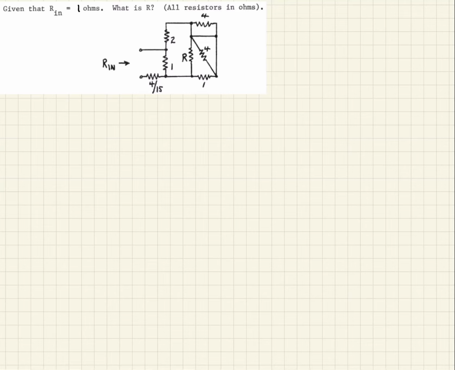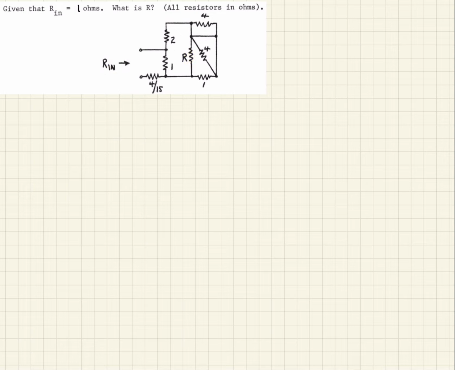So in this exercise, we're given a resistive network, and we know all the values of the resistors except for this one, R. And we're asked to calculate what that value of R is. Now we are given what the input resistance is. Input resistance is 1 ohm. So we should be able to use that information to determine what the value of R is. So let's see how we do that.